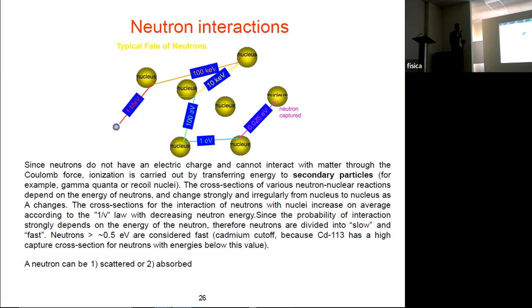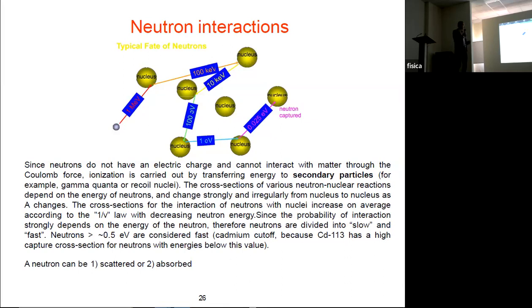Neutrons, as you remember, have zero charge. That's the name. The main difference between neutrons and other particles is that their cross-section, or the probability to interact with matter, strongly depends on the energy of the neutron. That is why it's very important to divide neutrons into different categories depending on their energy.